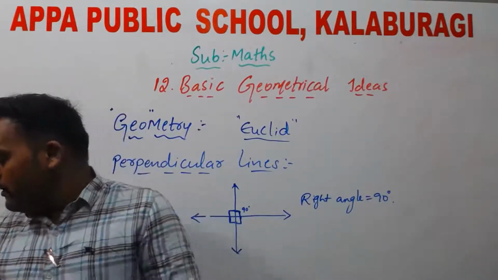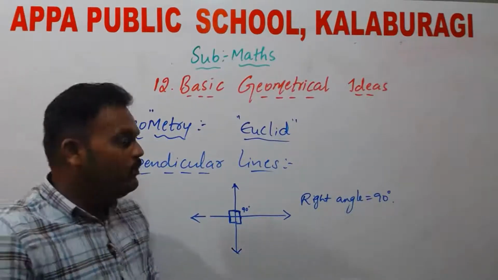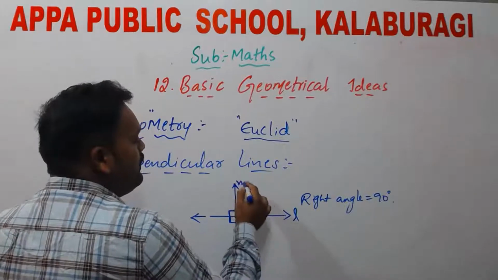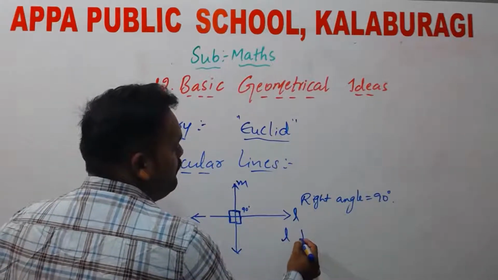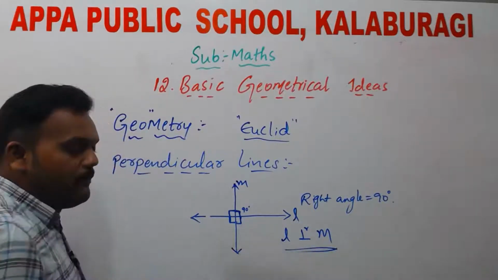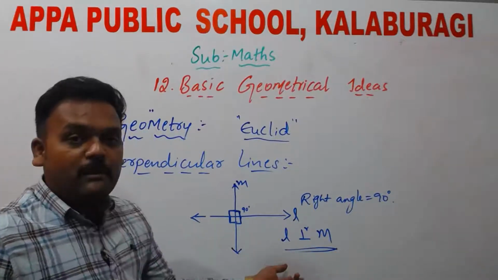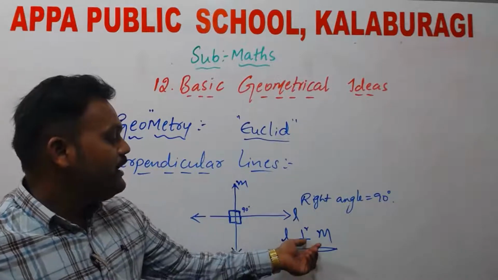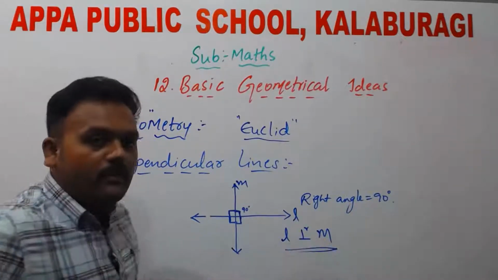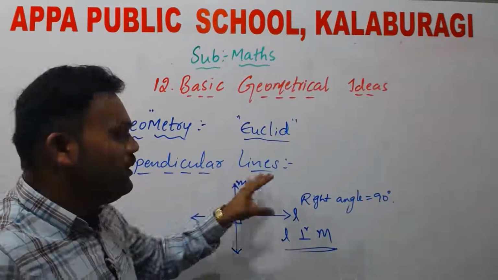Okay. Now, how can you represent this? For example, this is line L, this is line M. See, L is perpendicular to M. This represents perpendicular lines. How to represent perpendicular lines? L is perpendicular to M. See, this L is perpendicular to M. Understood, students? These are the perpendicular lines.